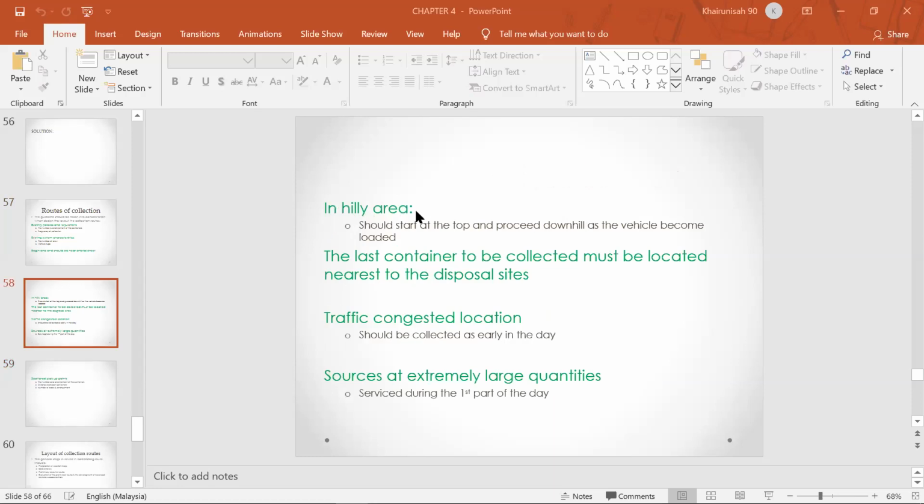And in hilly area conditions, the route should start at the top and proceed downhill as the vehicle becomes loaded. The next factor is that the last container to be collected must be located nearest to the disposal site, or nearest to the transfer station, because it is the last location. Traffic congested locations should be collected early in the day to avoid delay. And sources with extremely large quantities should be serviced during the first part of the day because they are just too huge.